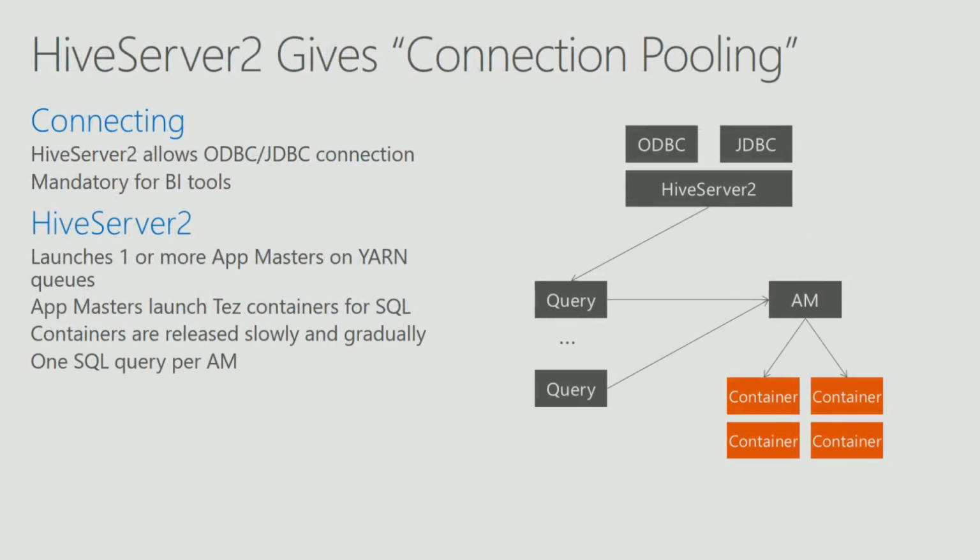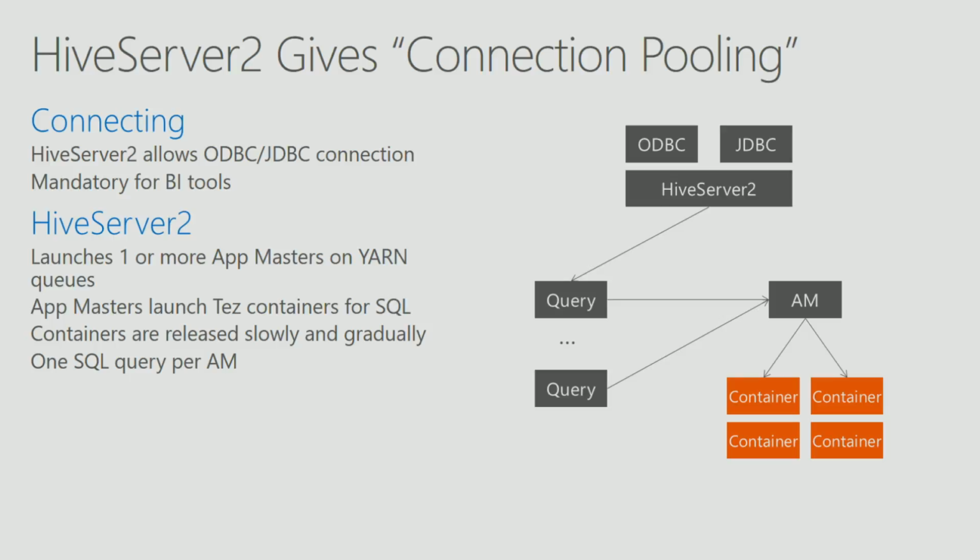And that's what Hive Server 2, which was introduced after Hadoop 2, did. Hive Server 2 does two things. One, it gives you ODBC, JDBC connectivity. And number two, it's the bridge to connect your query to the application master. Put another way, every time a new query comes to the Hive Server 2, it will spawn a new application master and run your query there. Hopefully that made sense.